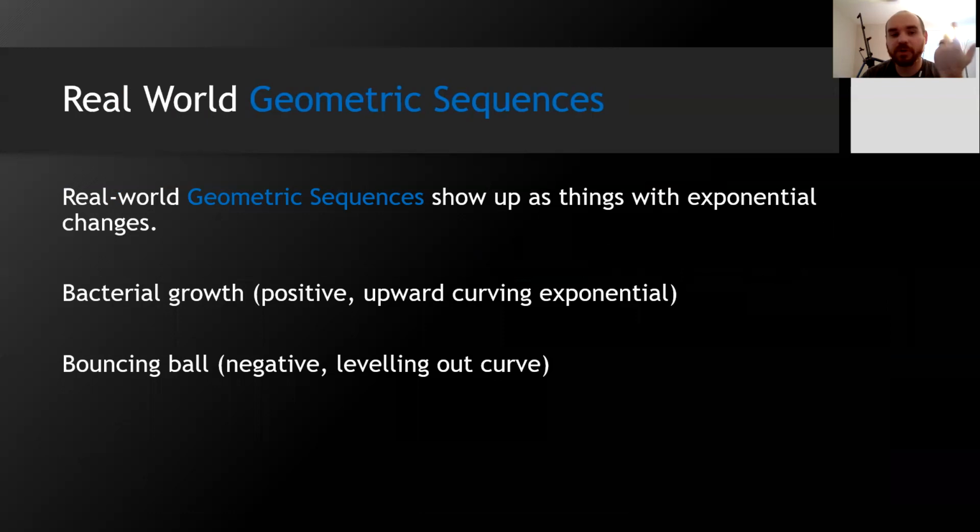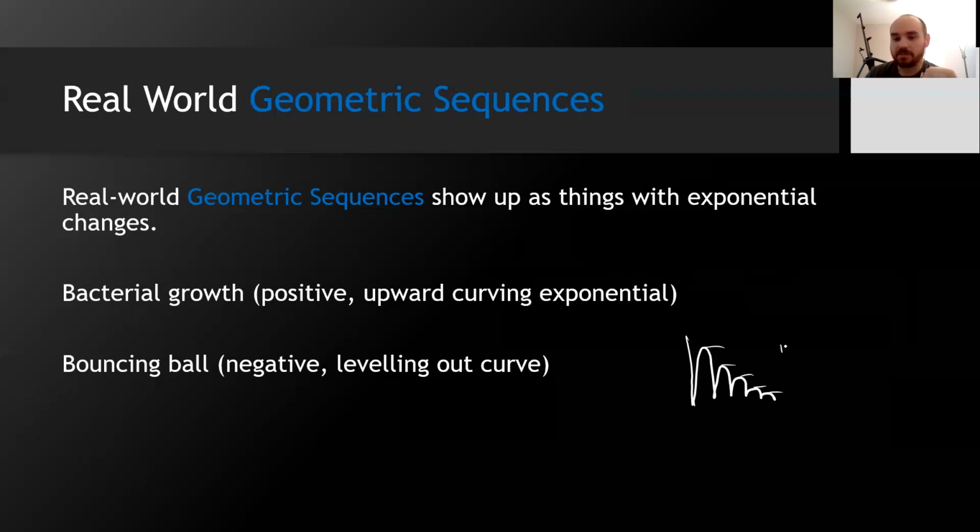Now, real-world geometric sequences show up as things with exponential changes, which is kind of a weird word to think about. We talked about a few of them in our actual exponents unit in class, but you'll also talk about a lot of these if you take physical science next year. So bacterial growth is one. A bouncing ball is another, with a negative multiplier. When a ball bounces, it comes down, it bounces pretty high, and then it bounces less high, and then it bounces even lower. And although there's some loss to friction in things, generally speaking, this forms an exponential curve if you graph the heights.